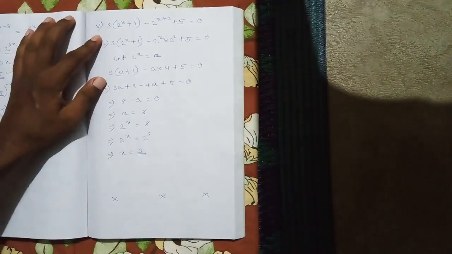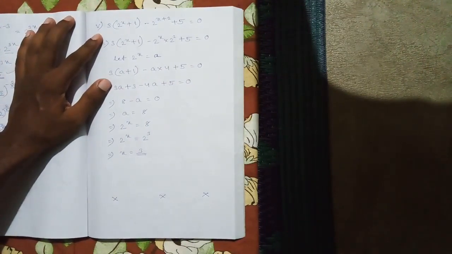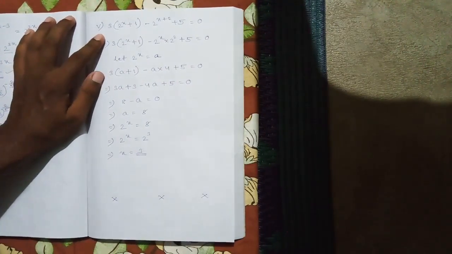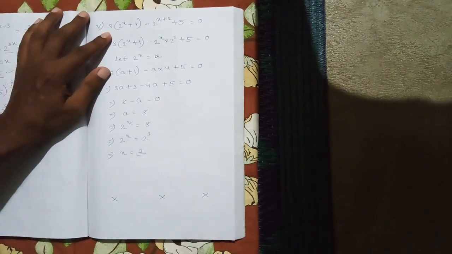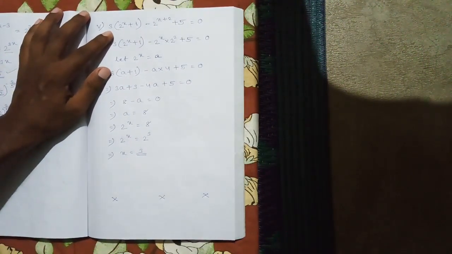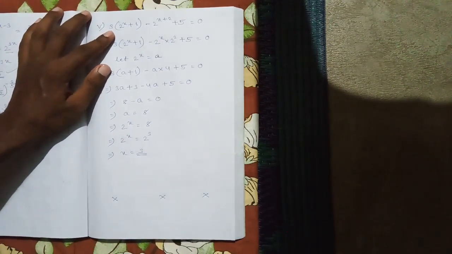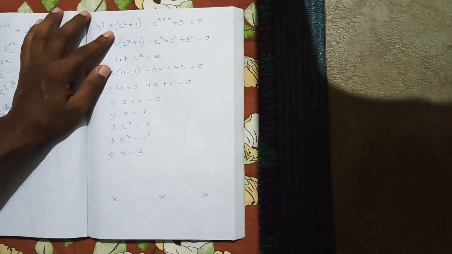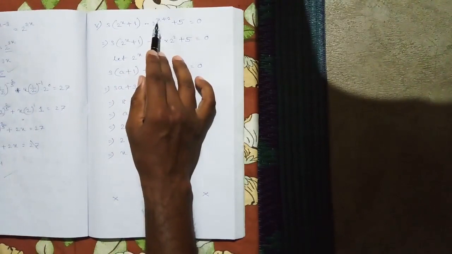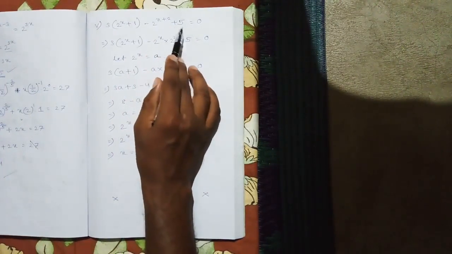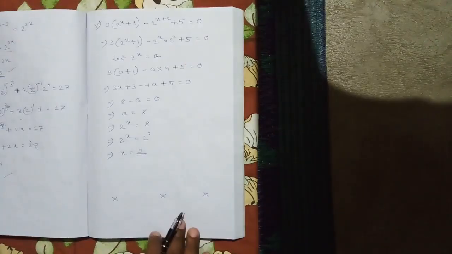Bit 5, same number 14, bit 5: 3 power 2x plus 1. Okay, 3 power, 3 whole into 2 power x plus 1. This is not in power, this is separate. Minus 2 power x plus 2, then plus 5 is equal to 0, and we have to solve for x.